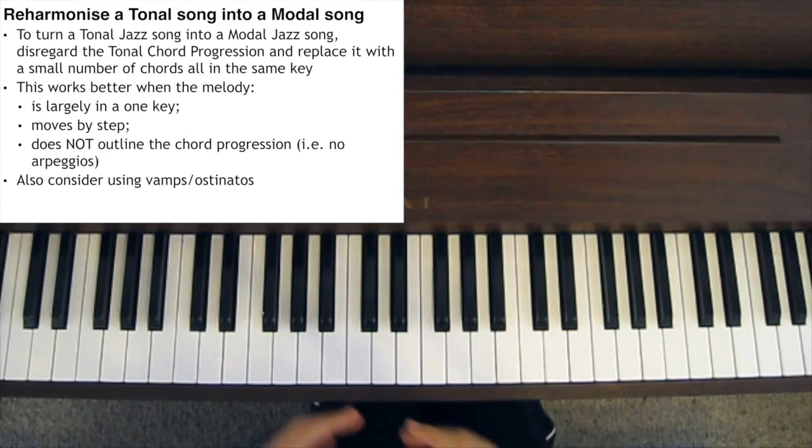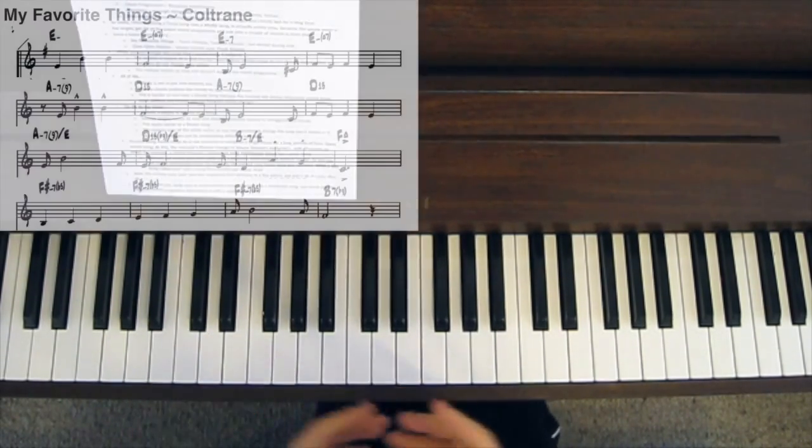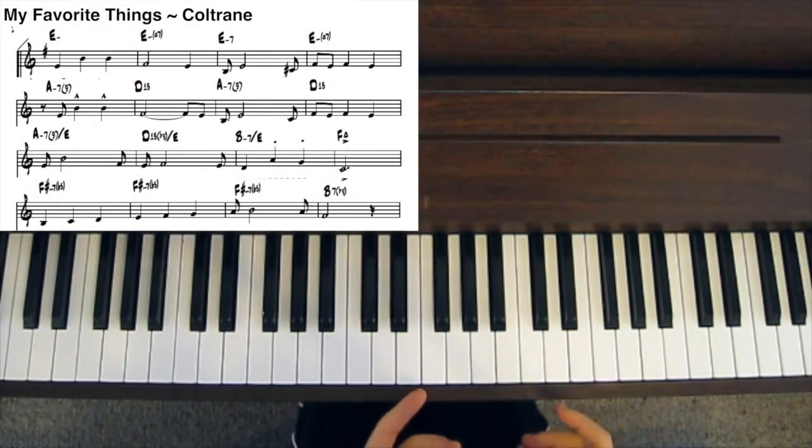Now, one of the most famous tonal songs that was changed into a modal jazz song is John Coltrane's My Favorite Things.